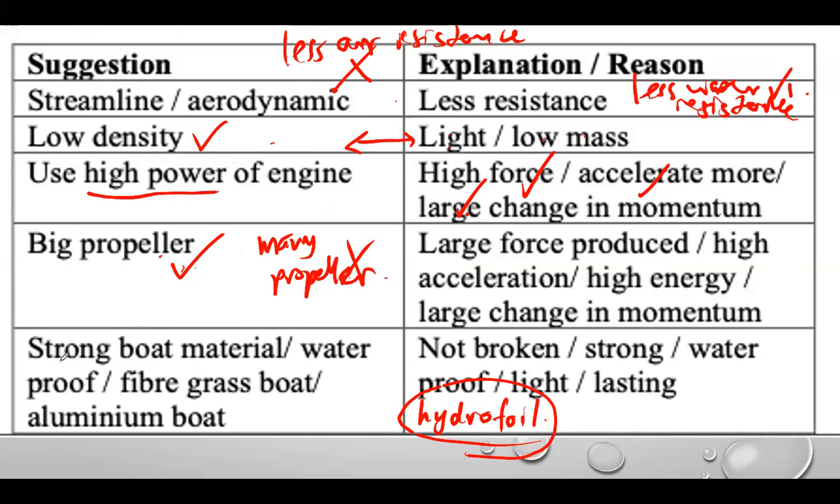This one, most of you wrote this: strong material of boat, waterproof, fiber, aluminium boat. Of all these answers, saya sangat tidak galakkan kamu untuk menyatakan dia punya bahan. I really don't suggest that you mention the type of material. Better to use the characteristic of the material. Strong material, waterproof material, ini saya terang. But the explanation must go together with the suggestion. And this is where it is difficult. If you say strong material, and then tiba-tiba kamu cakap waterproof as the explanation, it doesn't make sense. So the best one is not easily broken, or long lasting, tahan lebih lama.